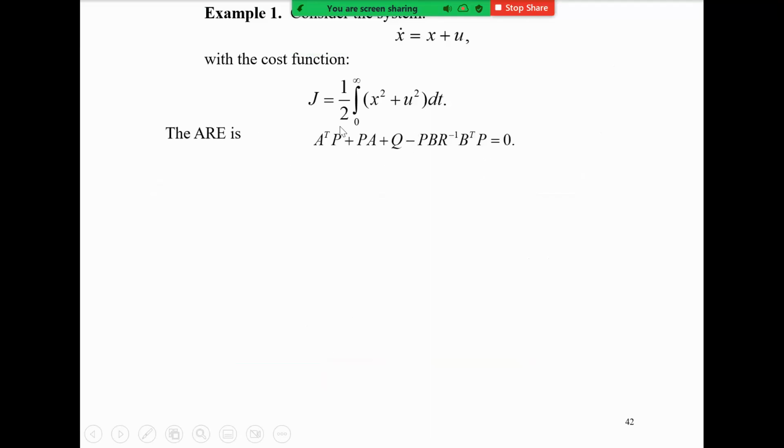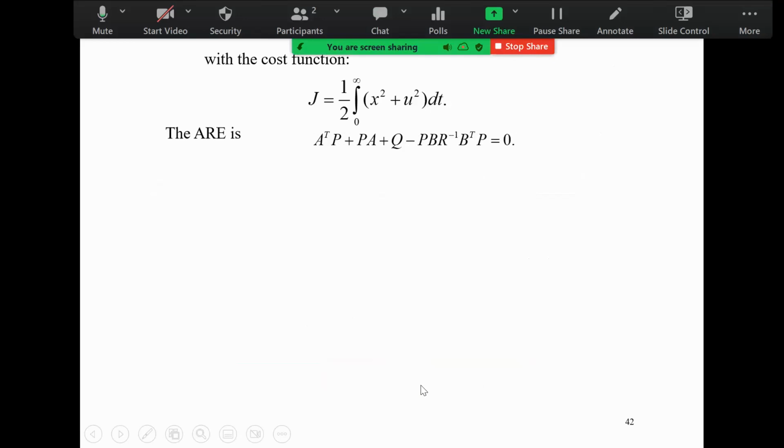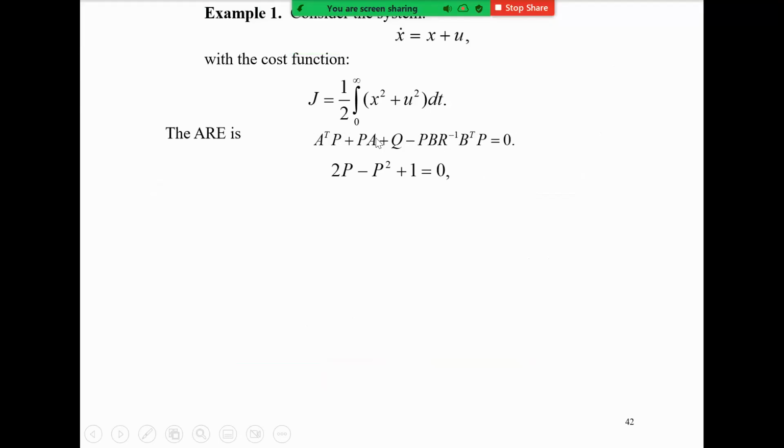Then we know this is the ARE, this equation. In this case, we know A is 1, B is 1, Q is 1, R is 1. So immediately we can write down: A is 1, we have 2P, Q is 1, everything is 1, but P squared, so minus P squared plus 1 equals 0. P is a scalar. In this case, you can find two solutions, and we know one is positive, another one is negative.